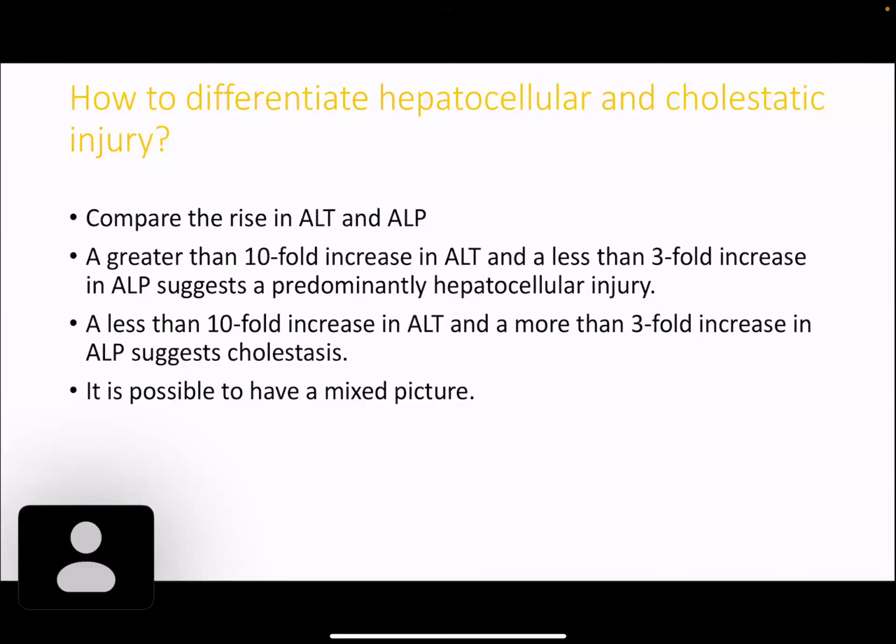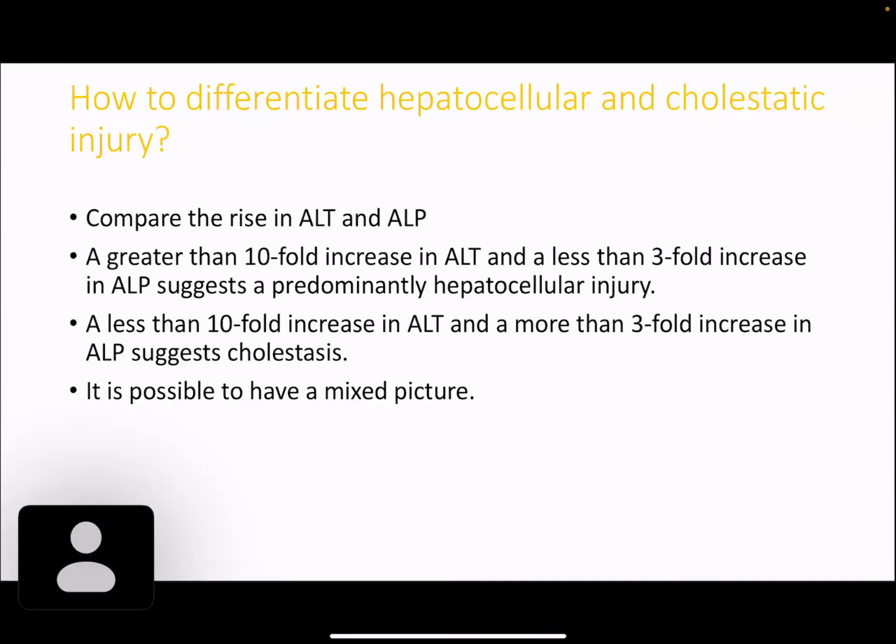Extrahepatic cholestasis is commonly caused by obstructing insults like gallstones involving the common bile duct, tumors like cholangiocarcinoma, carcinoma of the head of the pancreas, and also primary sclerosing cholangitis, which can involve the intrahepatic as well as the extrahepatic biliary ducts.